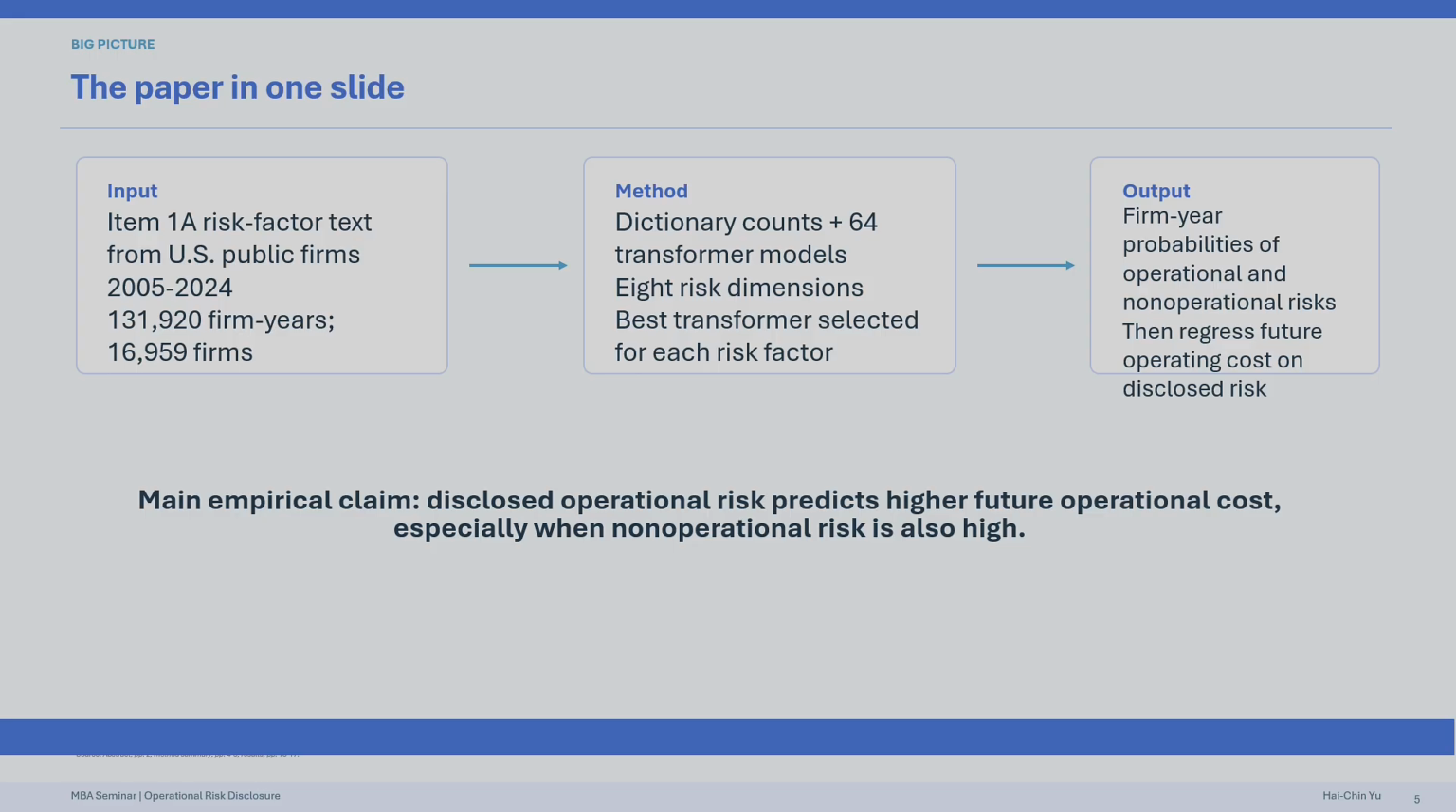So the main empirical claim is: disclosed operational risk predicts higher future operational costs, especially when non-operational risk is also high. So this is the main conclusion from the robustness test and the endogeneity test; it does not change.